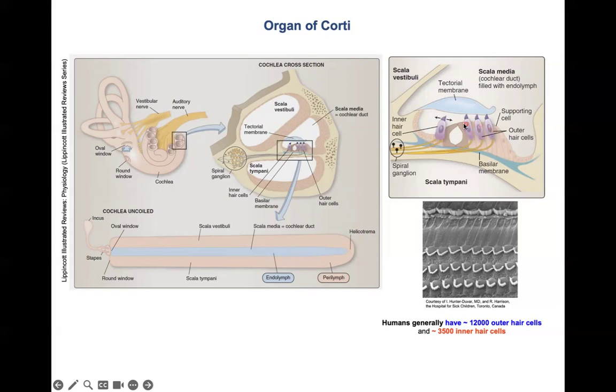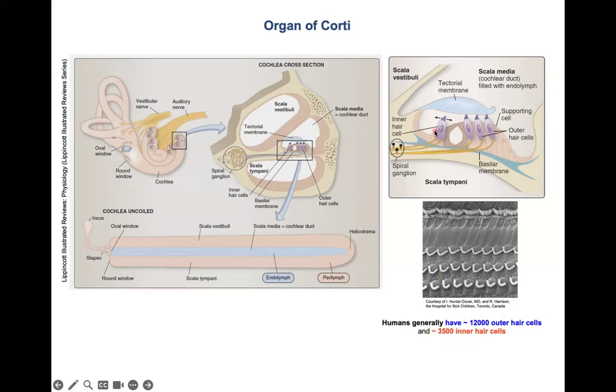The outer cells amplify the activity of the inner cells. But again, I will discuss the role of the outer cells in a separate part. Here we see in this beautiful image 3 rows of outer cells and 1 row of inner cells. Humans generally have about 12,000 outer hair cells and about 3,500 inner hair cells. Unfortunately, if they come to harm, they cannot regenerate.